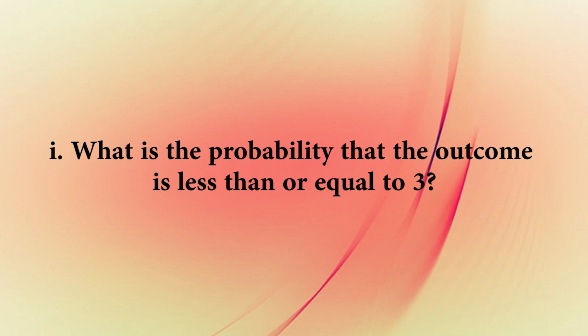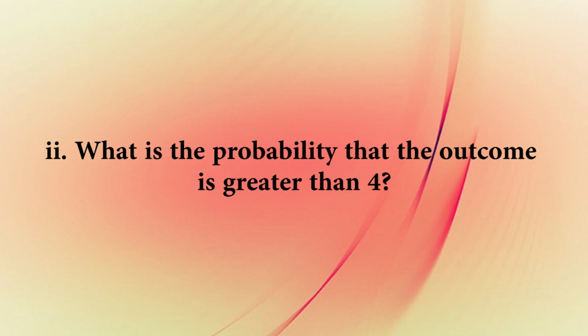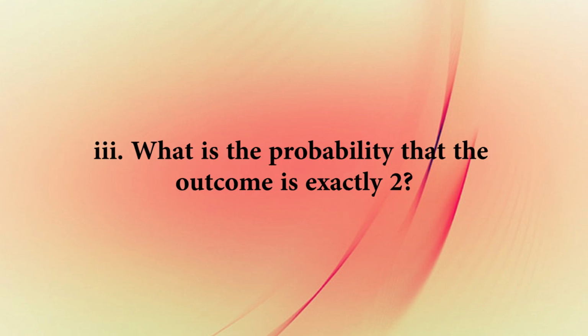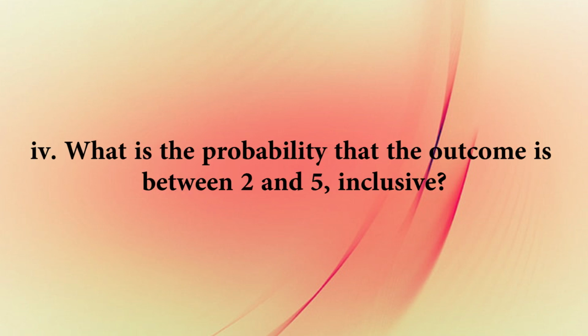Then what is the probability that the outcome is less than or equal to 3? What is the probability that the outcome is greater than 4? What is the probability that the outcome is exactly 2? What is the probability that the outcome is between 2 and 5, which is inclusive?